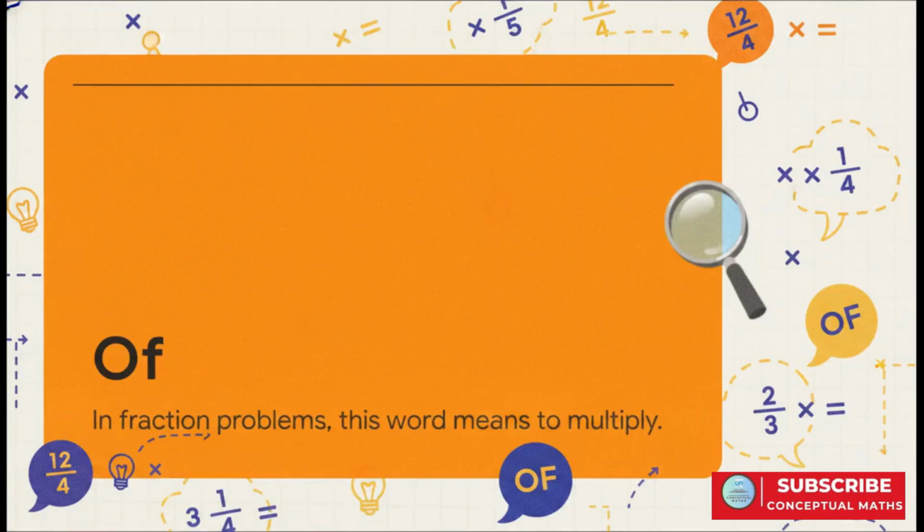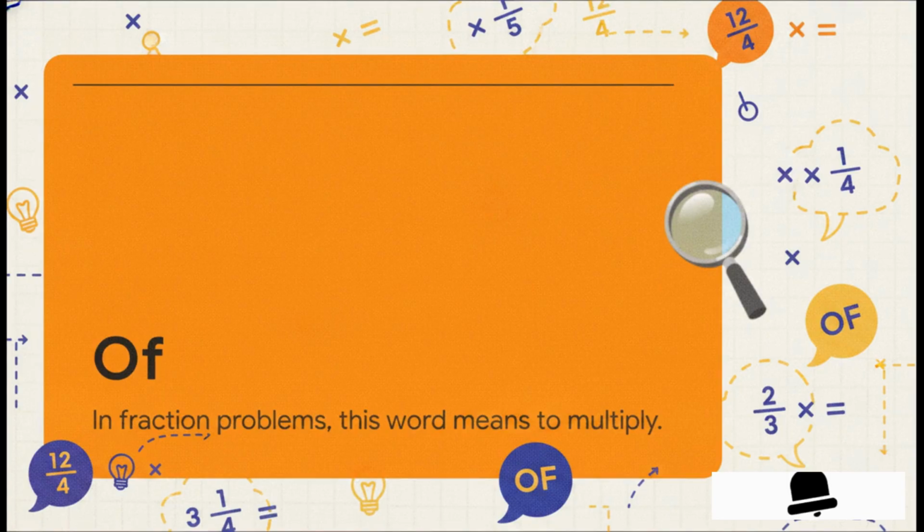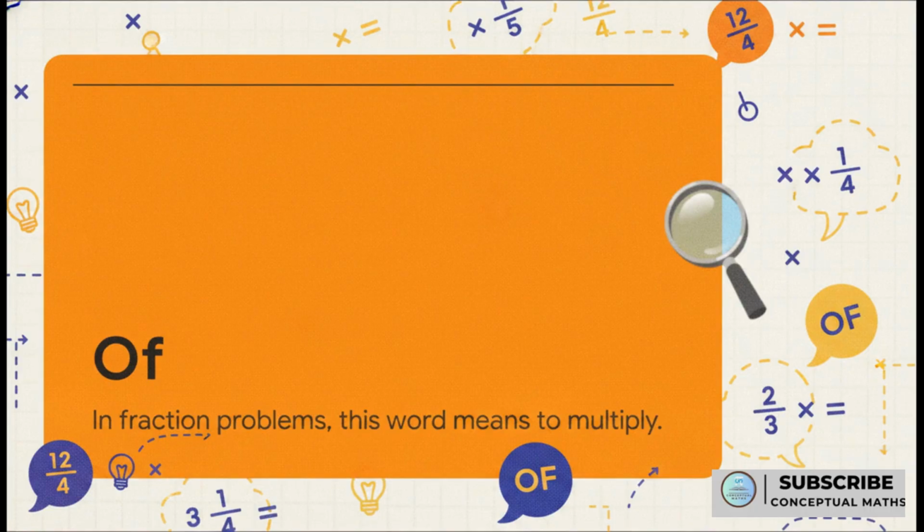Now here is the secret code behind math word problems. Whenever you spot the word of when you're dealing with fractions, it is almost always screaming at you to multiply. Seriously, that tiny 2-letter word is our biggest clue. Of simply means multiply. Lock that trick in your memory because it completely demystifies these kinds of real-world scenarios.